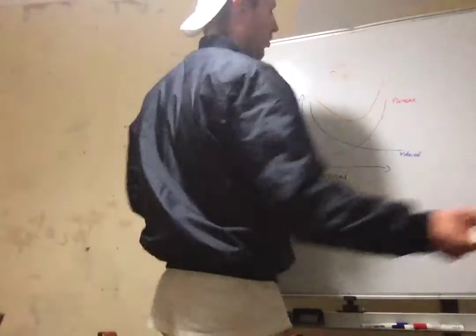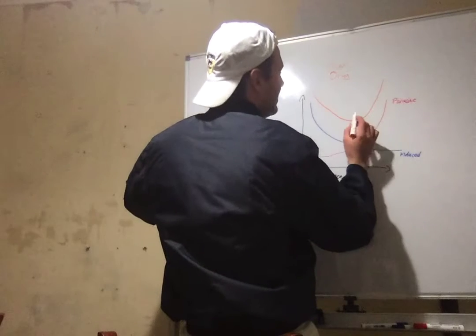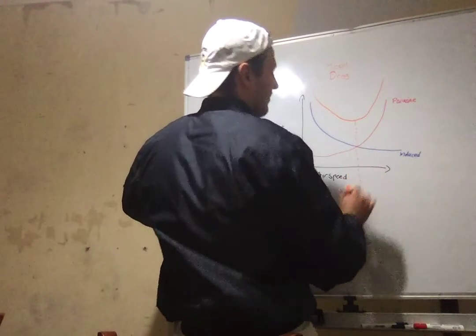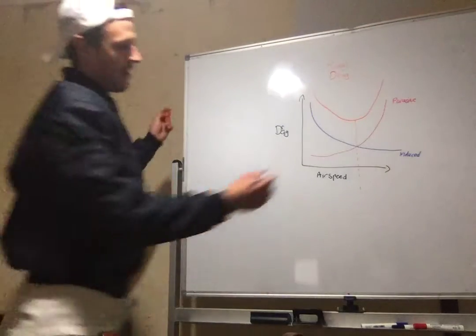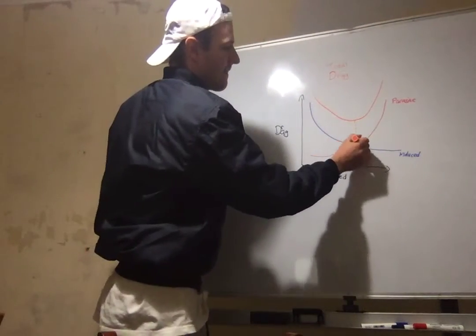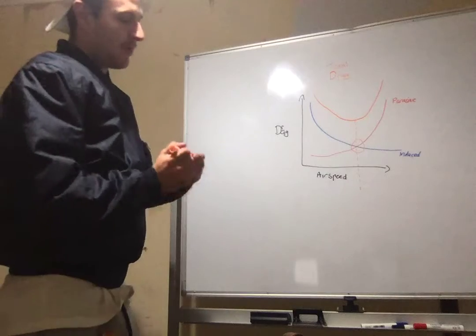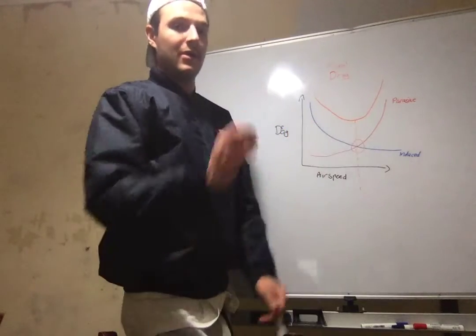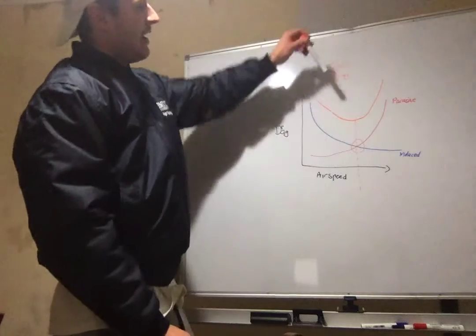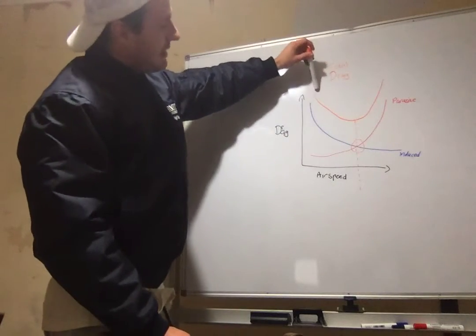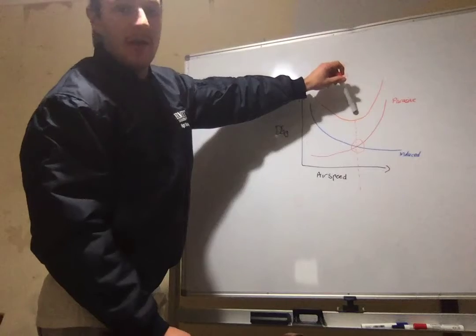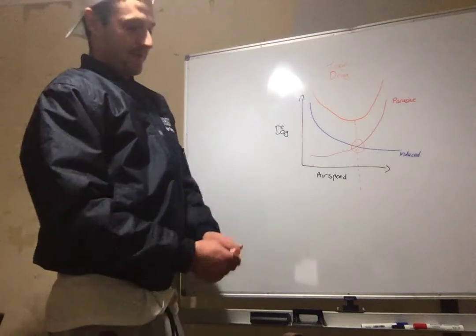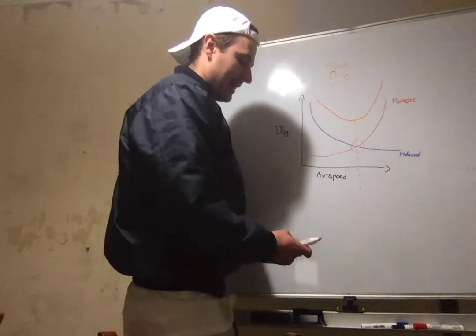And the important thing to take away from this is that point there. And that point is where the parasite drag and the induced drag meet, and it is also the point where the least amount of drag is on the aerofoil. So, that has a couple of meanings.